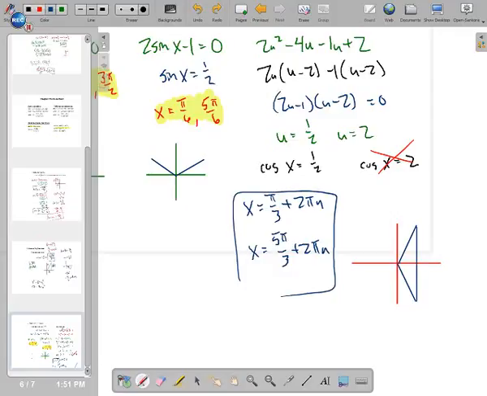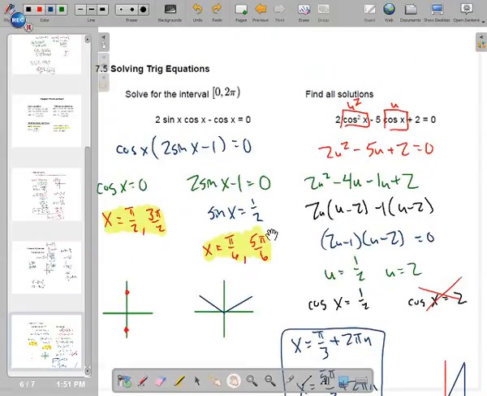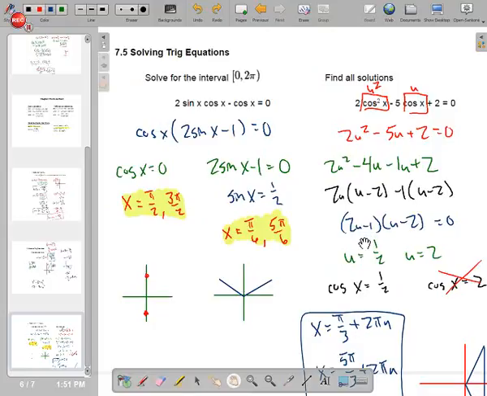And then you have all of the coterminal angles for these two, because you could add 2 pi or you could subtract 2 pi from pi over 3, and you will always get a coterminal angle. That's it for 7.1 to 7.5, so good luck on your test.